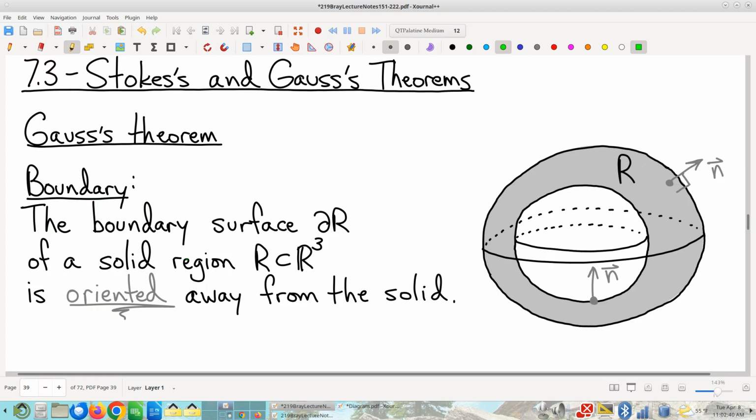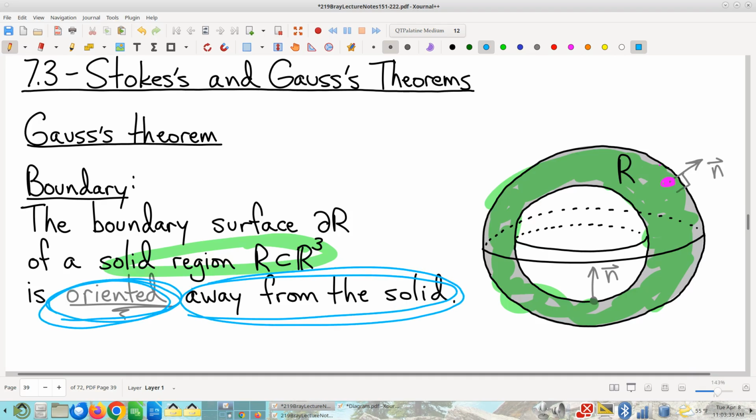Arbitrary, but standard. When you have a solid region, like this region R here, solid region, and I put an air bubble in it for reasons you'll see in a second. And if you are looking at a point on the boundary, keep in mind the boundary is kind of the dividing area between what's in the solid and what's not in the solid. Right? It's the border between yes in the solid and no not in the solid. And the rule is, whatever point you're on, the orientation is always away from the solid.